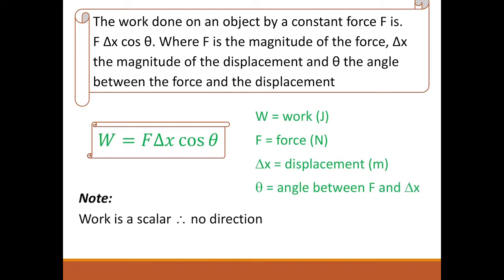Please note, work is a scalar, therefore it has no direction. However, work can absolutely be negative. It's the only scalar we work with that can be negative, because the negative tells me about how the energy is either being put into the system or being taken out of the system. So it's very, very important.